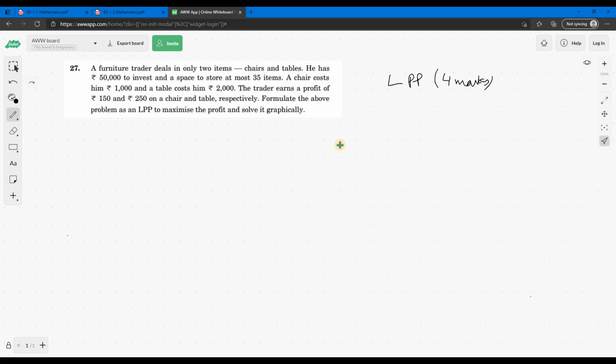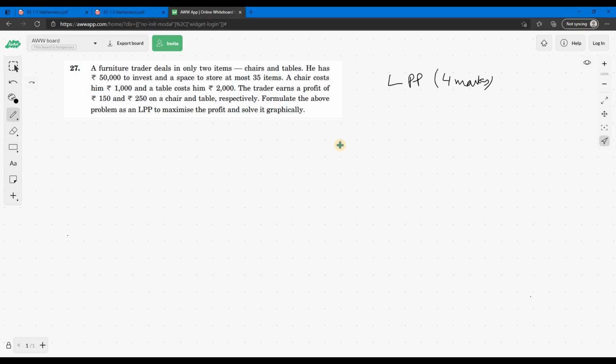A chair costs him rupees 1000 while a table costs him rupees 2000. The furniture trader earns a profit of 150 on a chair and 250 on a table. So formulate the above problem as a linear programming problem. LPP stands for linear programming problem, to maximize the profit and solve it graphically.